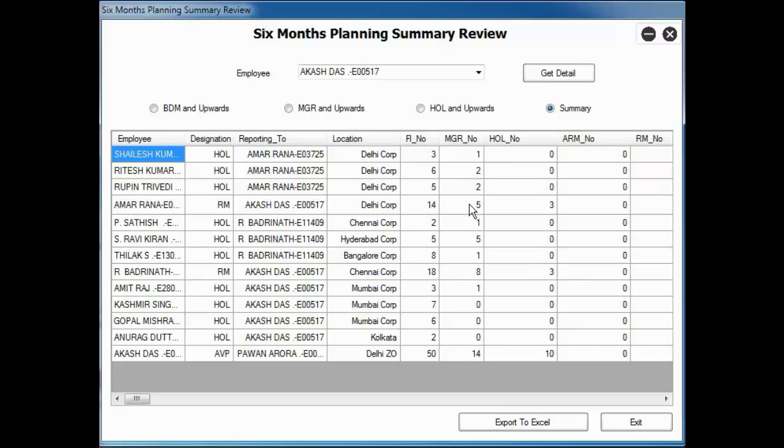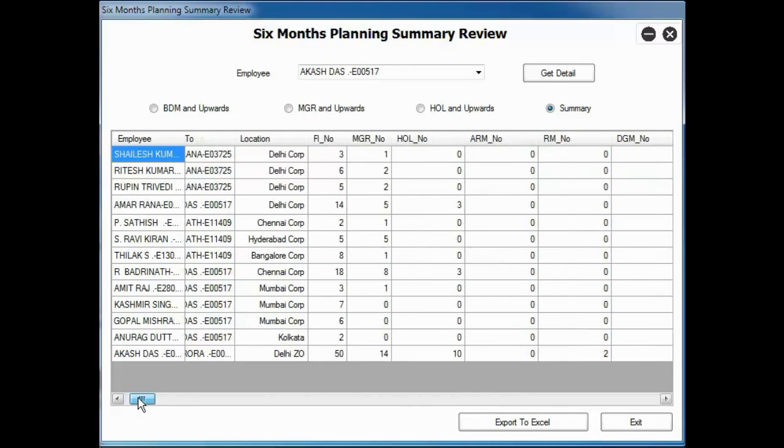He has 5 managers reporting into him. He has 3 HOLs reporting into him. Now let's take the case of Mr. Akash Das. This shows that he has in his team 50 frontliners, 14 managers, 10 HOLs reporting into him, and because he's the AVP handling this team, he also has 2 RMs reporting into him.